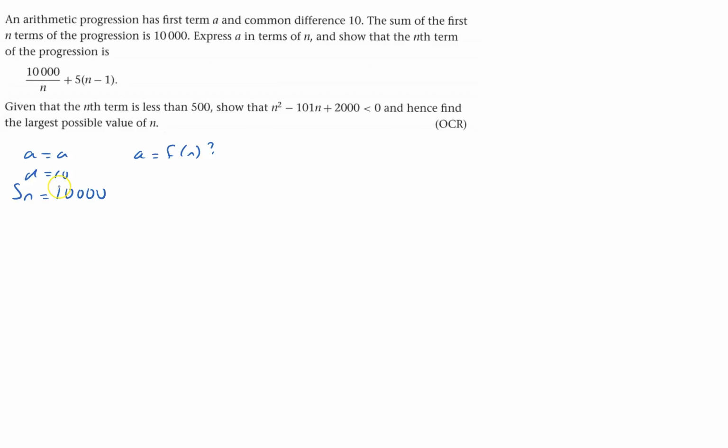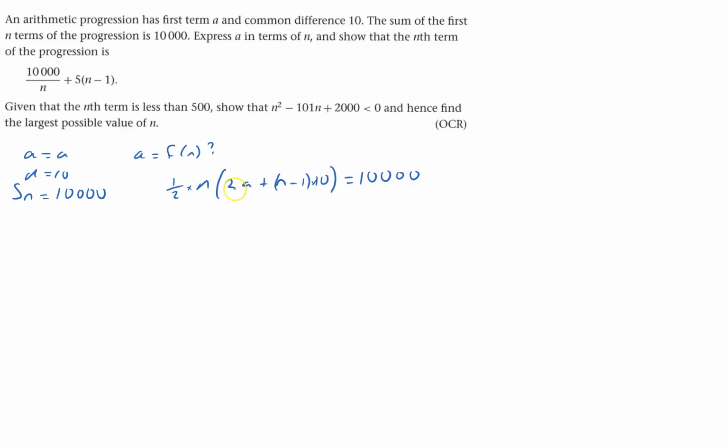I know S_n, the sum of n terms, from the formula sheet is a half times n, times 2a plus (n minus 1) times d, which is 10. And that equals 10,000. So I'm going to rearrange this a little bit and multiply it out.